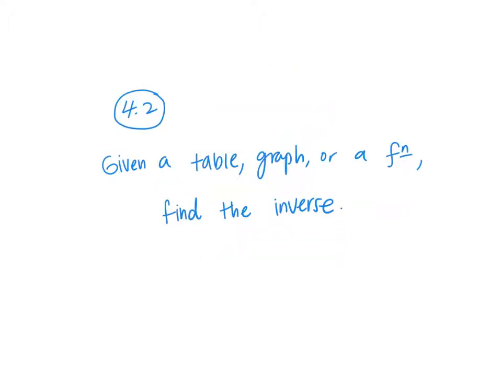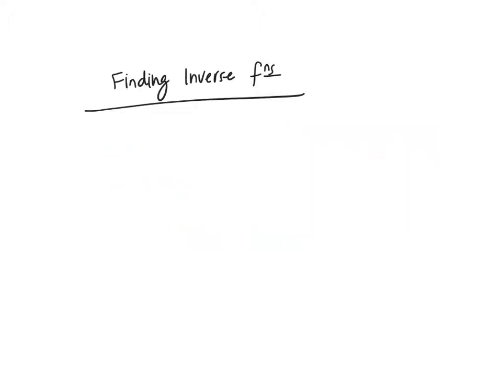For 4.2, this is what you need to be able to do by the end of the lesson. Given a table, graph, or a function, you have to be able to find the inverse. We're focusing mostly on finding the inverse of a function, but you still need to be able to find the inverse if you're given a table, like a set of x, y points, or if you're given a sketch of a graph. Let's start with finding inverses of a function. I'm going to show you 2 methods. The first method is an intuitive method. We're going to call that the shoe on, shoe off method. And then the second method will be an algebraic method.